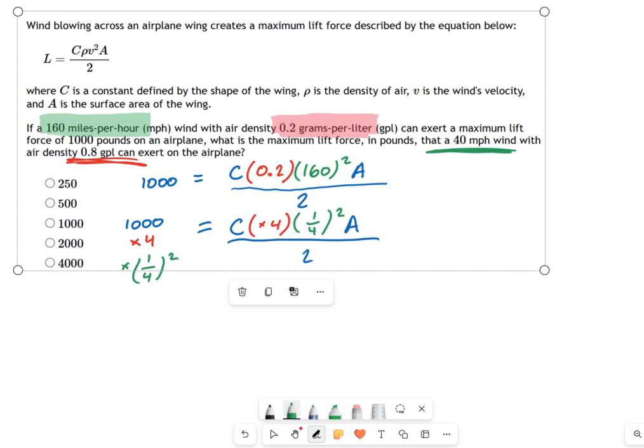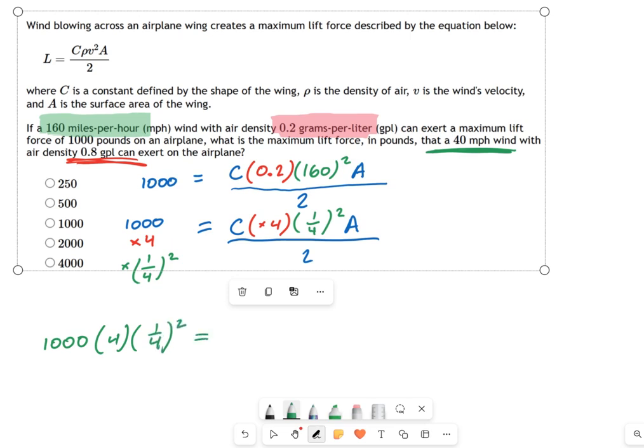And some of this should make sense, right? If the airplane is going slower, it's not going to have as much lift. You see, that's the fraction taking effect. If the air is thicker, it will have more lift because there's more air to lift it up. So if I take my calculator now, here's what I'm writing, just so you can see what I'm doing here. I'm saying 1,000 times 4 times 1/4 squared.